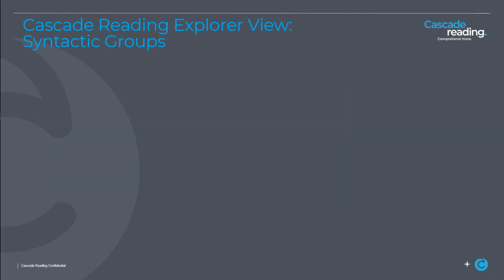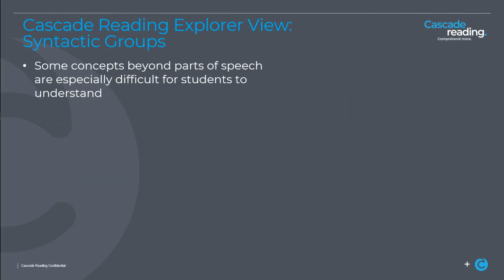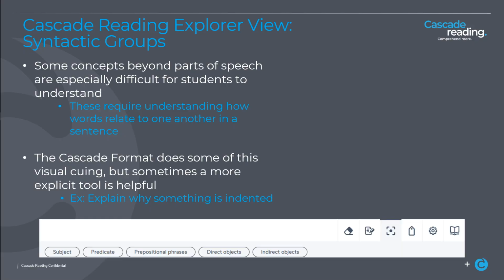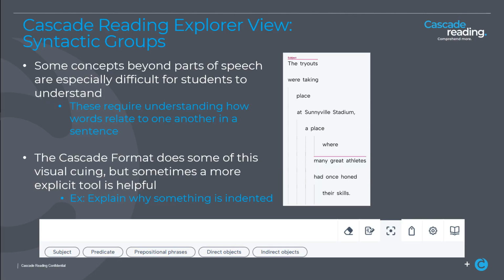Another option is to highlight syntactic groups. Some concepts beyond parts of speech are especially difficult for students to understand. This is because they require an understanding of how words relate to one another in a sentence. The Cascade format does some of this visual cueing via indentations, but sometimes a more explicit tool is helpful. For example, we need to be able to explain why something is indented, if it is indented. And so another tool in the toolkit is this syntactic group identification, where you can identify the subject, predicate, prepositional phrases, direct objects, indirect objects.